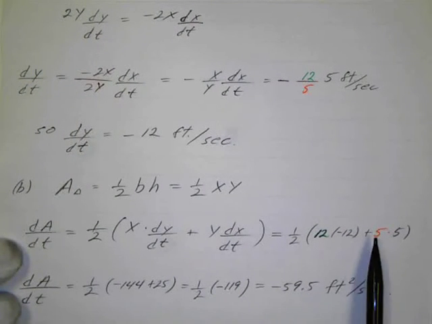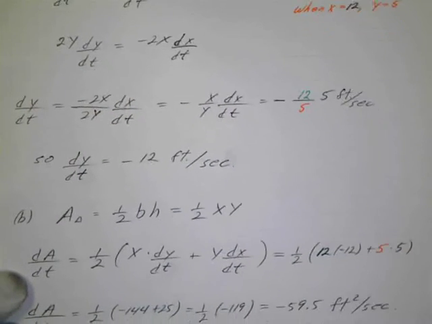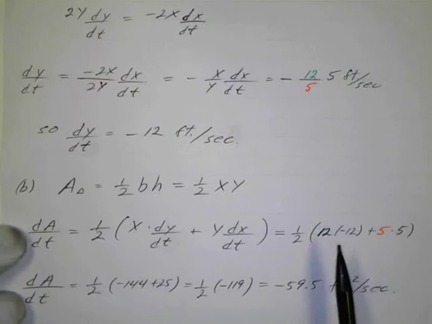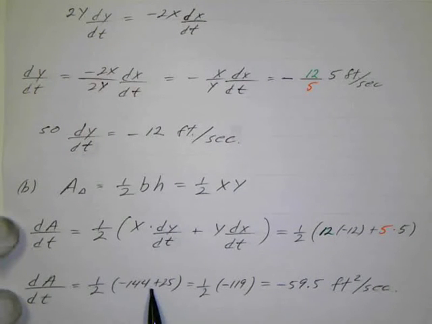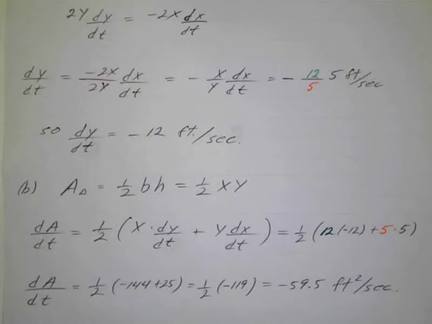Okay. y was 5, and dx/dt was positive 5. So all that is data from above. And then if I multiply, I get negative 144 plus 25. So 1/2 times negative 144 plus 25, which is 1/2 times negative 119, if I add these up. And if I divide negative 119 by 2, I get negative 59.5, and that would be feet per second. I'm sorry, feet squared per second, because that's area.